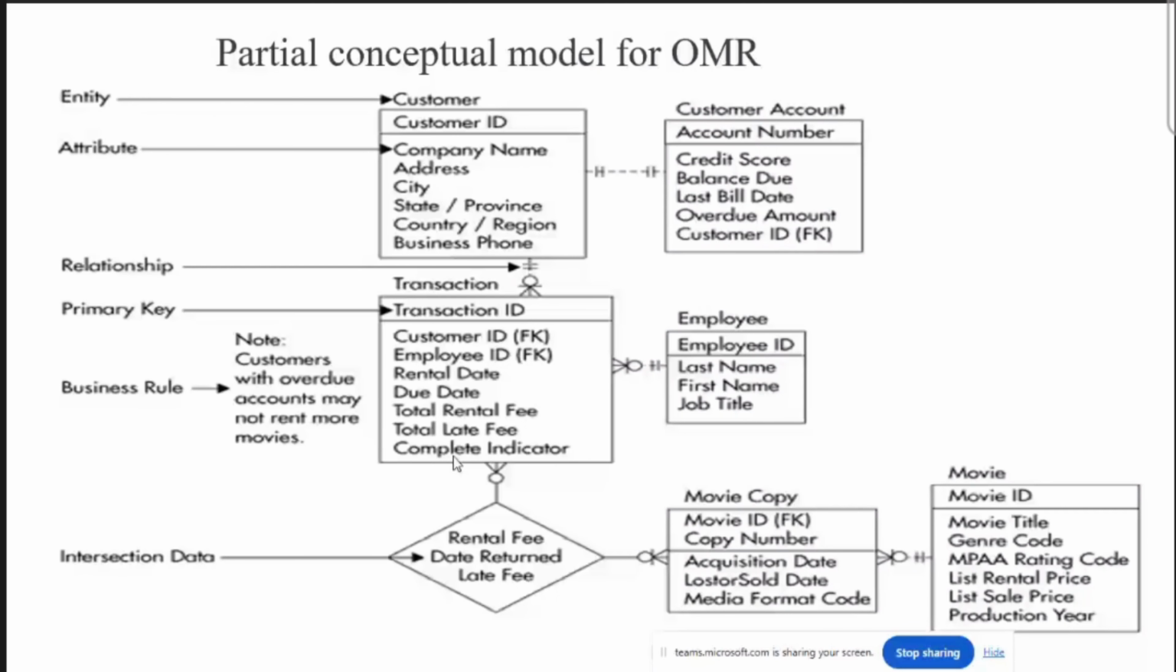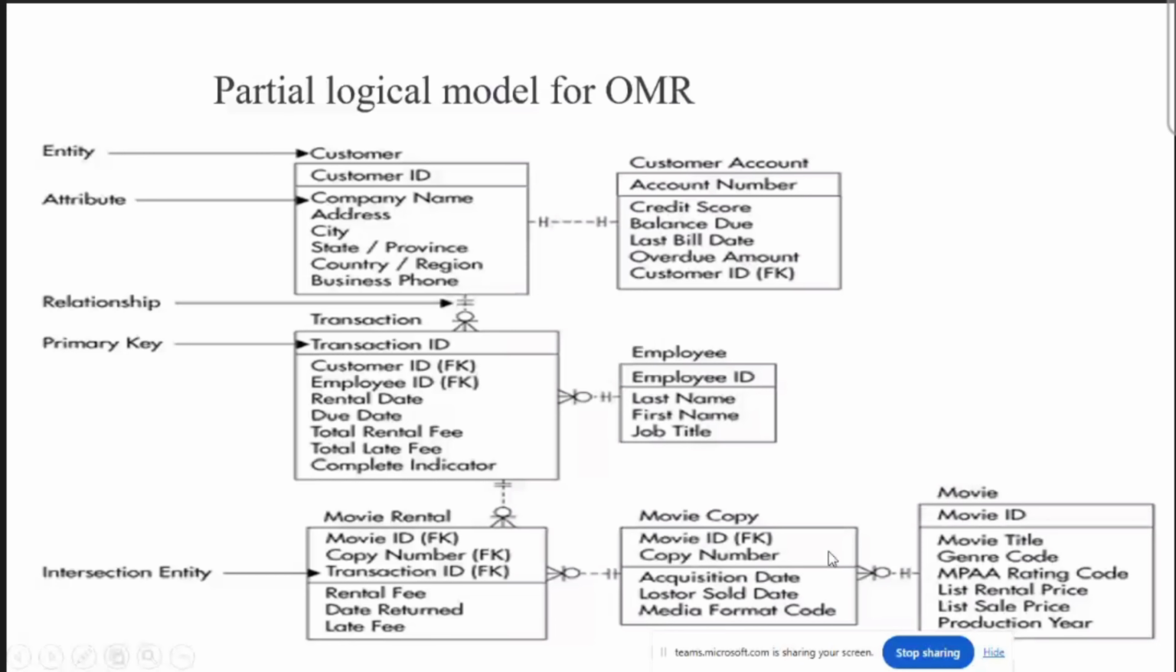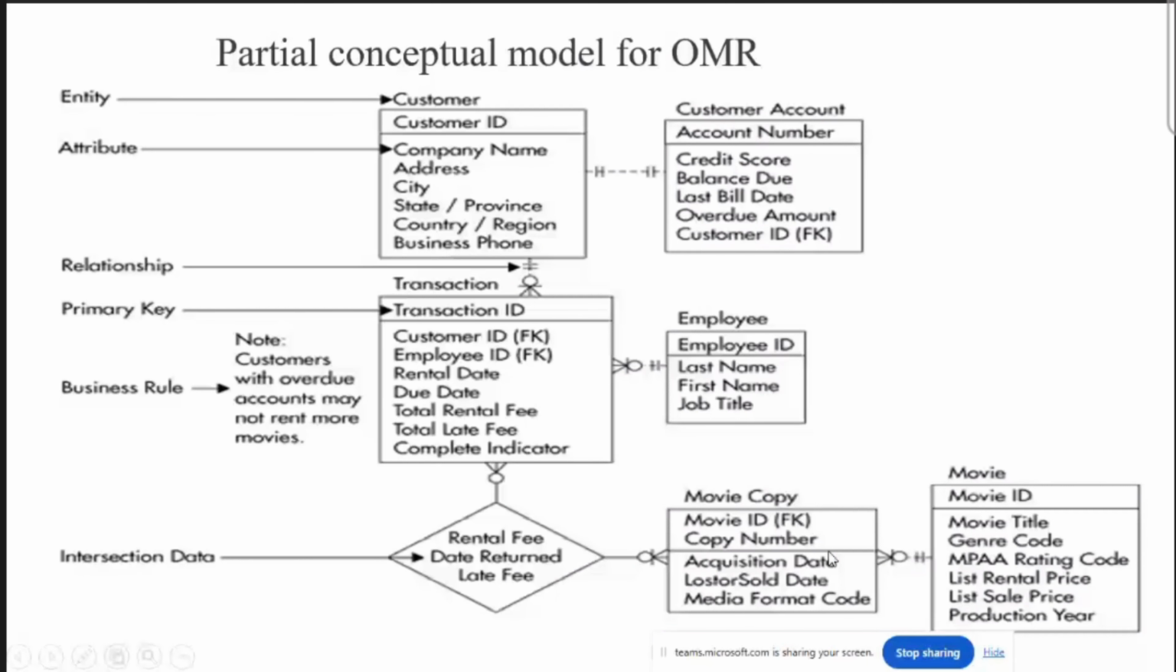Before these two, every movie has a certain copy which has a name, movies. So movie title, the genre code, the MPAA rating code, the list rental price, the list sale price, the production year. And then that is one movie which relates to what? Many copies. Because the same movie, 20 people can come for it today, the same movie. So you need to have more copies of the movie. We have movie and we have copies.